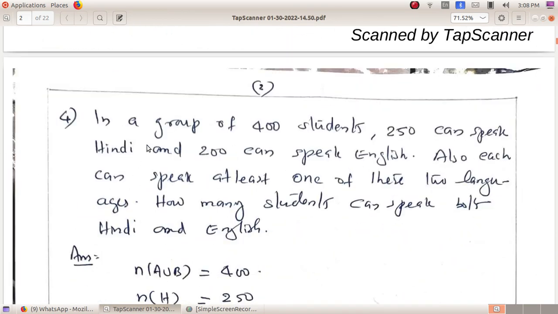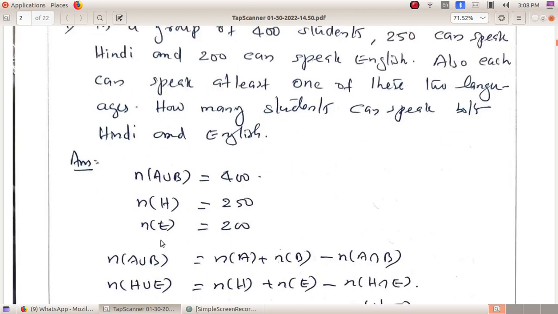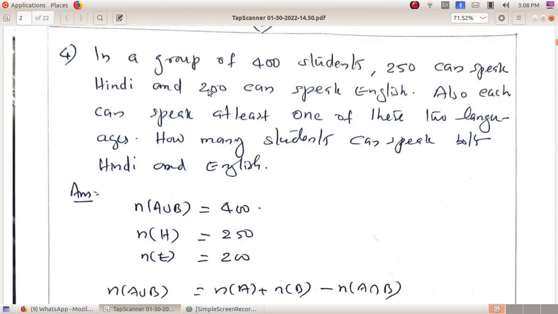Fourth question. In a group of 400 students, 250 can speak Hindi. So there are a total of 400 elements, 400 students. That is n of A union B, or n of H union E. H means what? The set of students who can speak Hindi. And similarly, the set of students who can speak English, the number of elements is 200. English 200, Hindi 250, total 400.